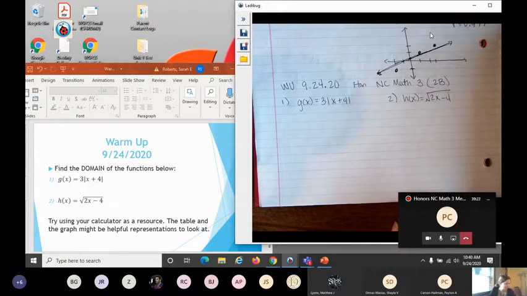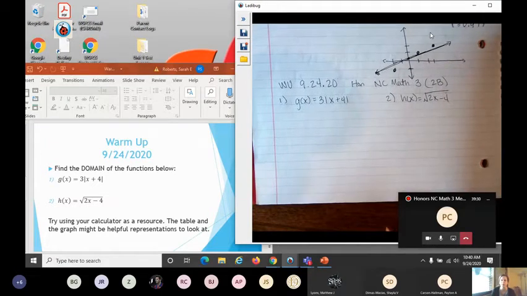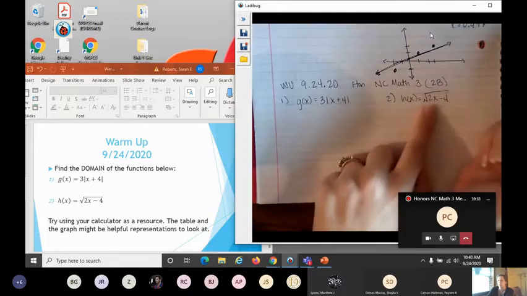Isai, are you there? Yeah. You can pick either 1 or 2. Which one would you prefer to do? 2. Okay, so for number 2, we have the square root of 2x minus 4.